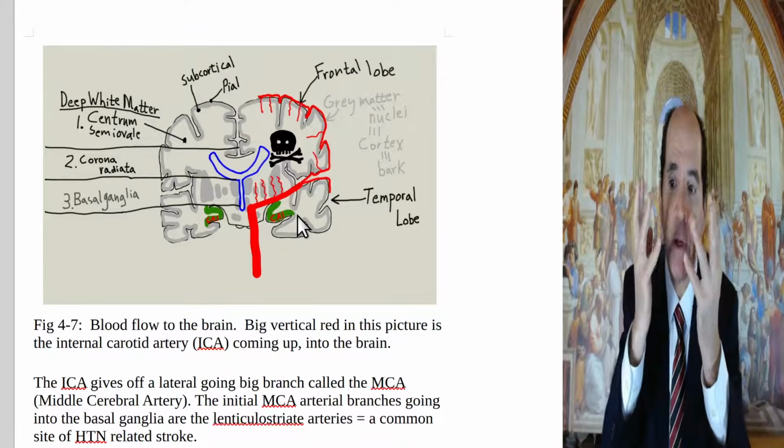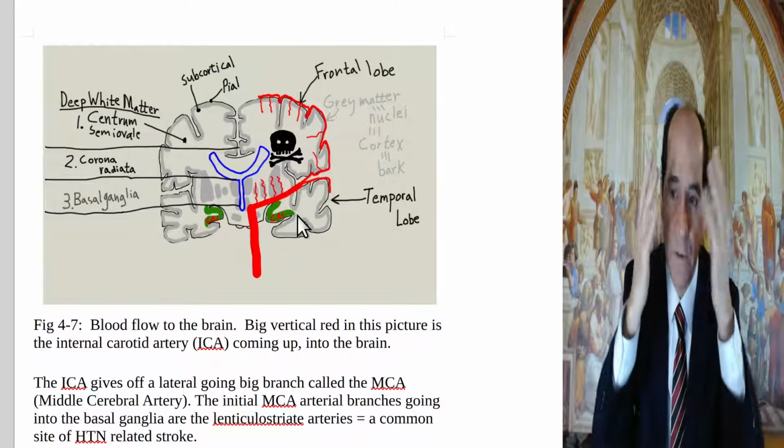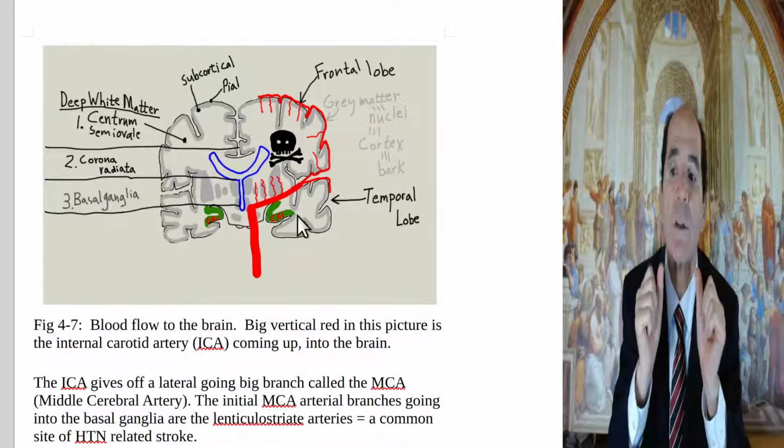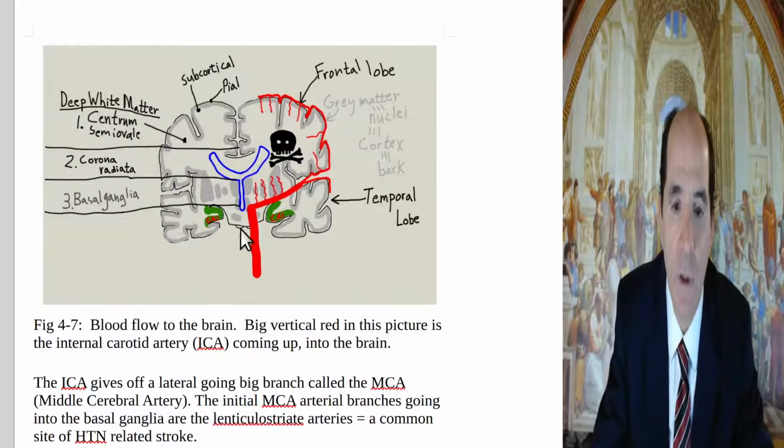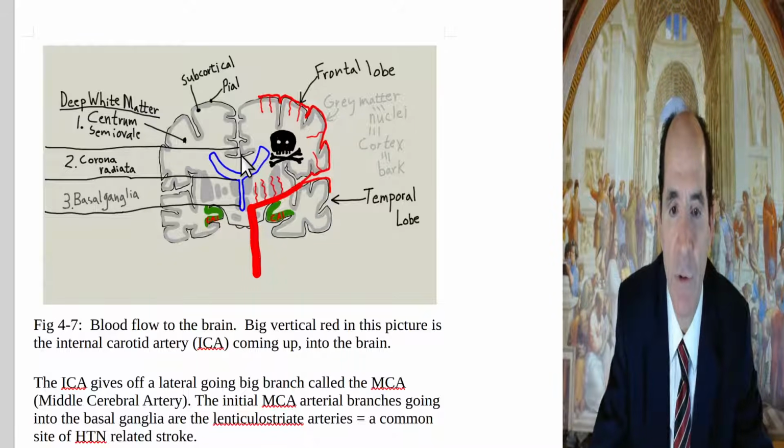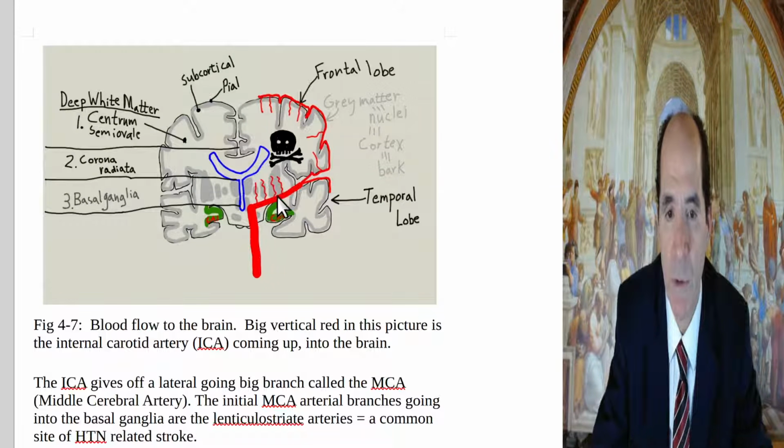And then your fingers are the external carotid artery branches that just go to your face. There are no branches of the internal carotid artery in the neck, so it comes right up into the brain. It has an anterior cerebral artery, which I'm not going to show because the drawing would be too complicated, but the important one to know about is the middle cerebral artery.